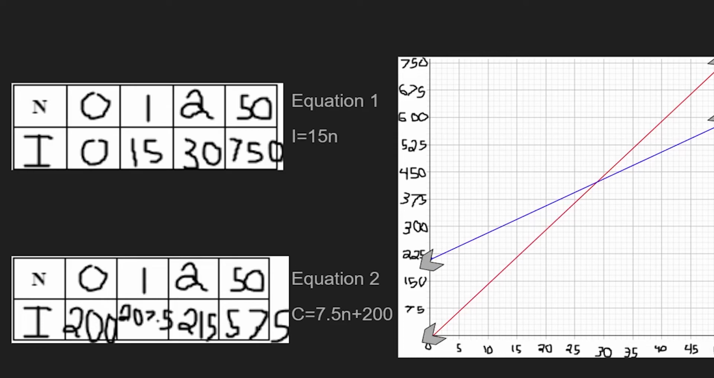Now we'll look at equation 2, the blue mark. N is 0 and cost is 200. We mark that as well. And then we skip through to the end. N is 50 and cost is 575. We mark that as well.